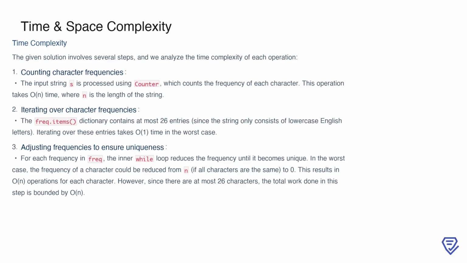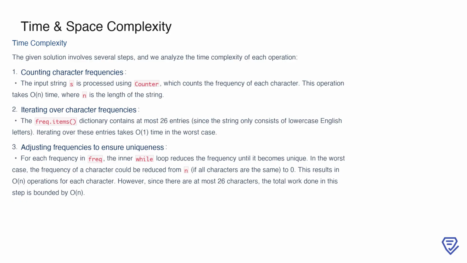To understand the time complexity of this solution, we break it down into 3 main steps. First, the character frequencies are counted using Python's Counter, which processes the input string s in O(n) time, where n is the length of the string. This is because it iterates through each character in the string once. Next, we iterate over the frequency dictionary, which contains at most 26 entries since there are only 26 lowercase English letters. This step has a constant time complexity, O(1), as the number of entries does not grow with the size of the input. Finally, we adjust frequencies to ensure they are unique.